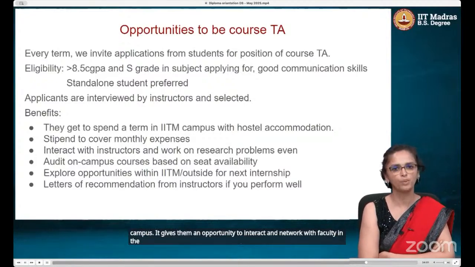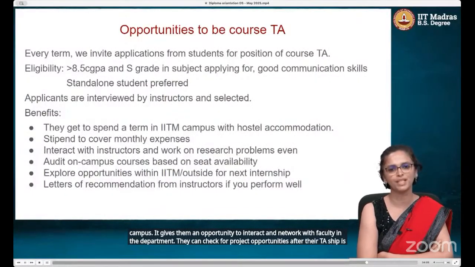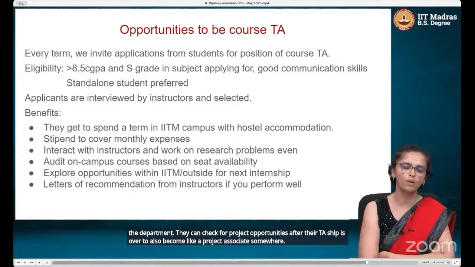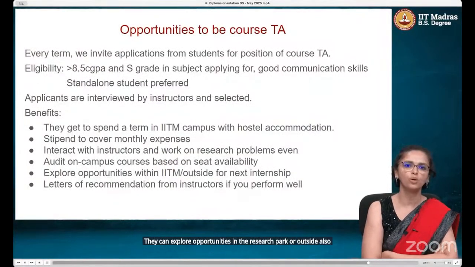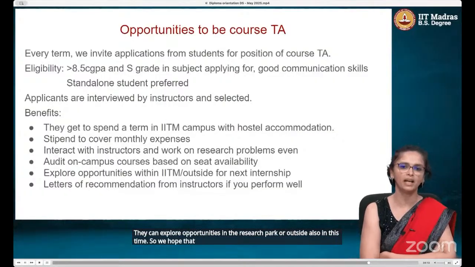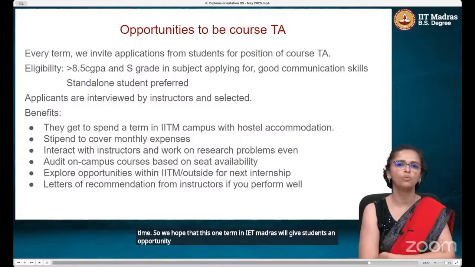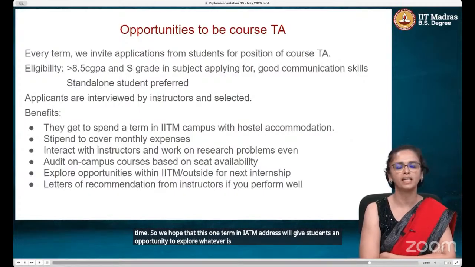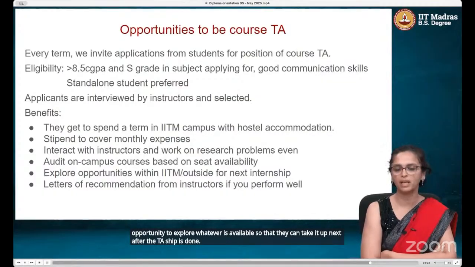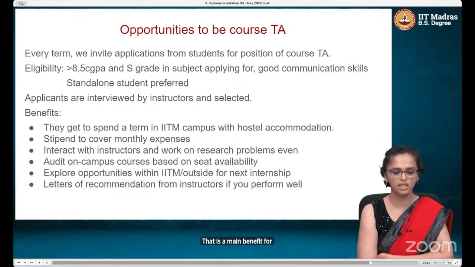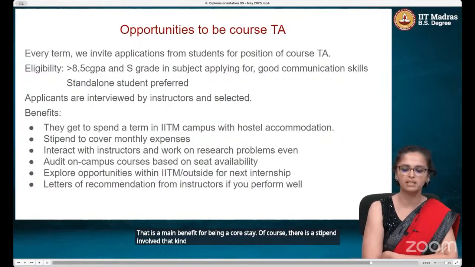They can check for project opportunities after their TA-ship is over, to also become a project associate somewhere. They can explore opportunities in the research park or outside also during this time. So we hope that this one term at IIT Madras will give students an opportunity to explore whatever is available so that they can take it up next after the TA-ship is done. That is a main benefit of being a course TA. Of course, there is a stipend involved that covers their monthly expenses.